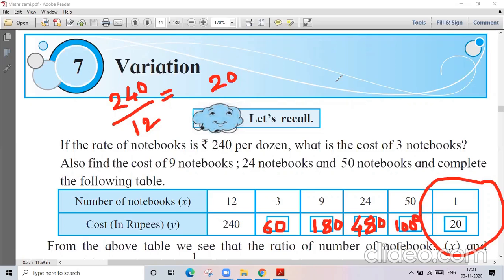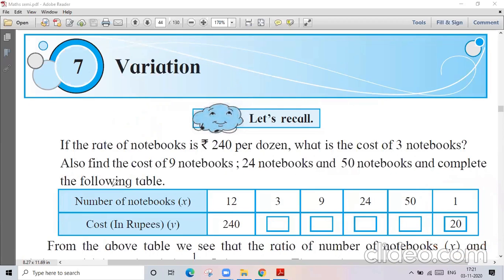आता हे आपण चालू केले. So what you get guys from here? तुम्हाला इथून काय कळतं लक्षात घ्या. If you increase the number of notebooks, the price or the cost of the notebook also increases, right? एकाला जर आपण 20 रुपये घेतले, for one notebook if you take 20, then you increase the number of notebooks, the cost of the notebooks also increases. समजलं तुम्हाला?